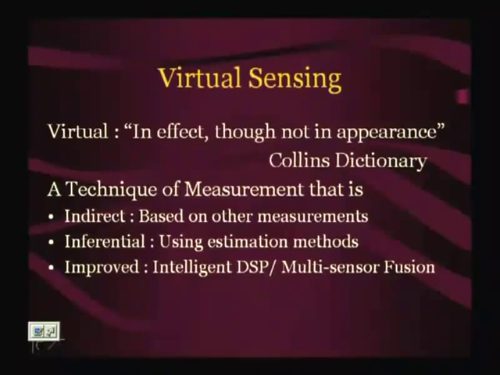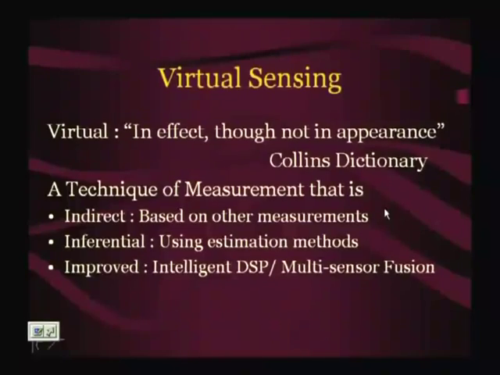So we introduce something known as virtual sensing, which is basically estimating a quantity. Since you're computing its value, it's a kind of measurement, but it's not real. I checked in a dictionary and found that virtual means in effect, but not in appearance. So while it may not appear to be a sensor in the conventional sense, it will give you a value for a quantity. In effect, it will give you a measurement. In that sense, estimators can be virtual sensors. Virtual sensing is a technique of indirect measurement, based on other measurements which you make with conventional sensors.